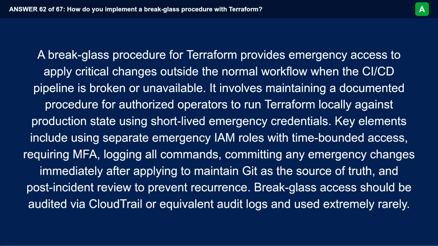Key elements include using separate emergency IAM roles with time-bounded access, requiring MFA, logging all commands, committing any emergency changes immediately after applying to maintain Git as the source of truth, and post-incident review to prevent recurrence. Break glass access should be audited via CloudTrail or equivalent audit logs and used extremely rarely.